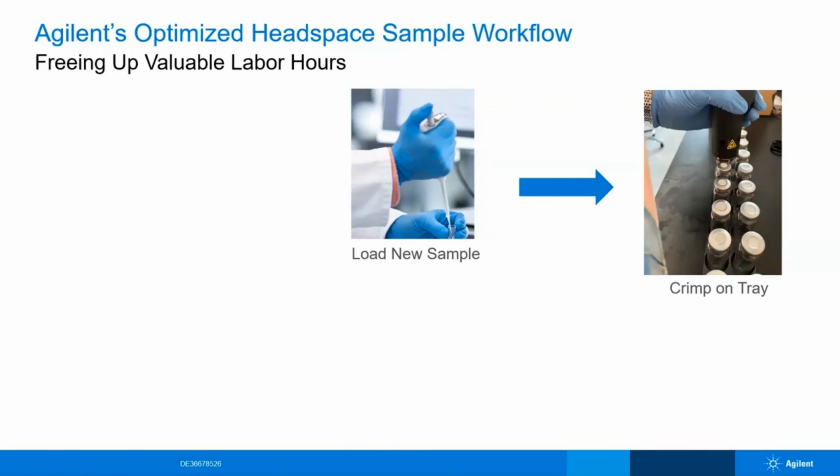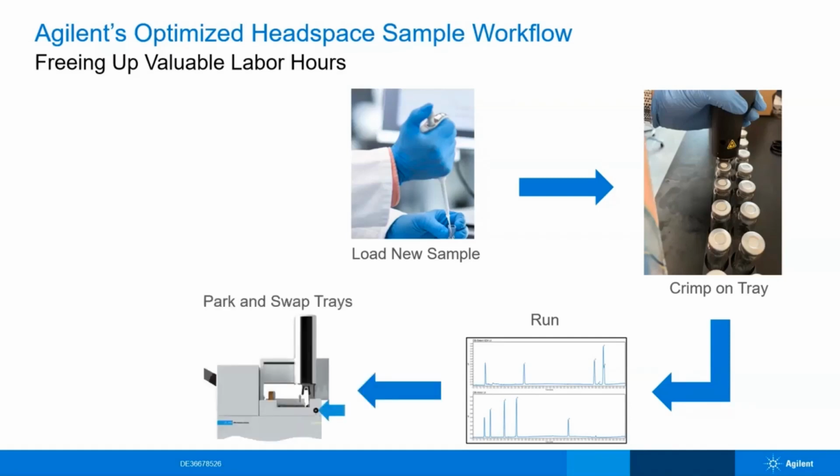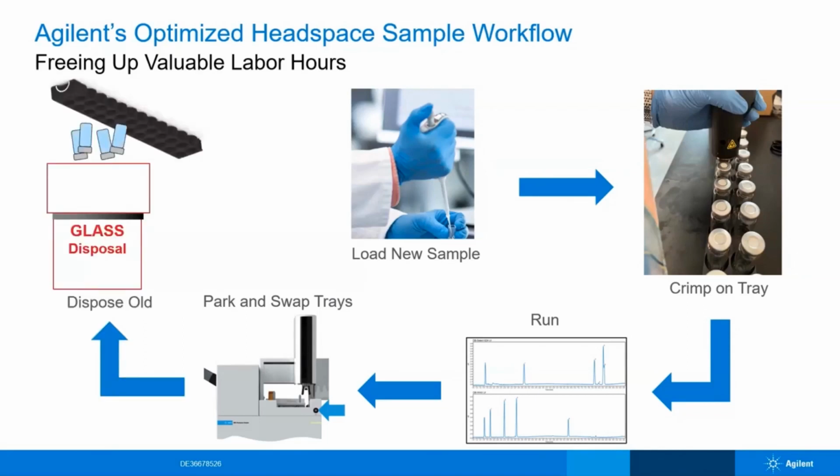Safety first, obviously. So next you take your sample and you go onto the system and run. You can then take an old sample tray where everything has been run and all of the vials have been punched. You can park it, you can swap out the trays, you can toss all of the old samples into the designated waste disposal, whatever is appropriate for that particular type of glass or contaminated glass. And then with that fresh tray, you can start back over again.